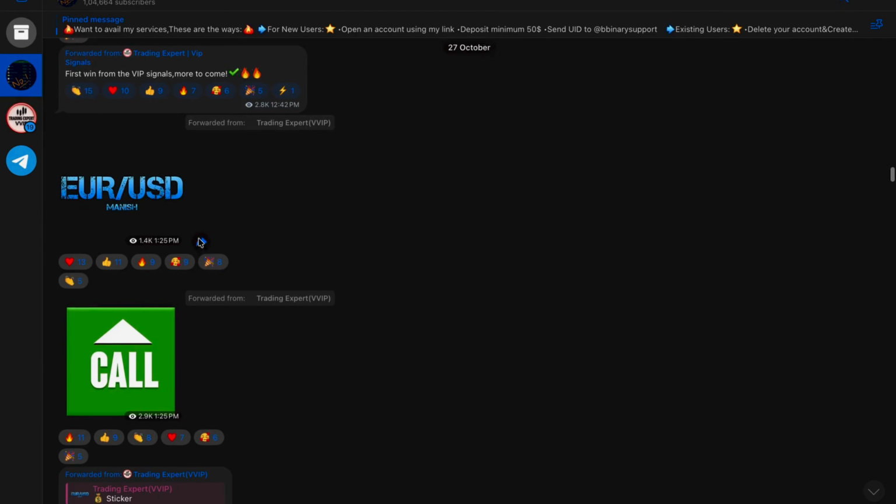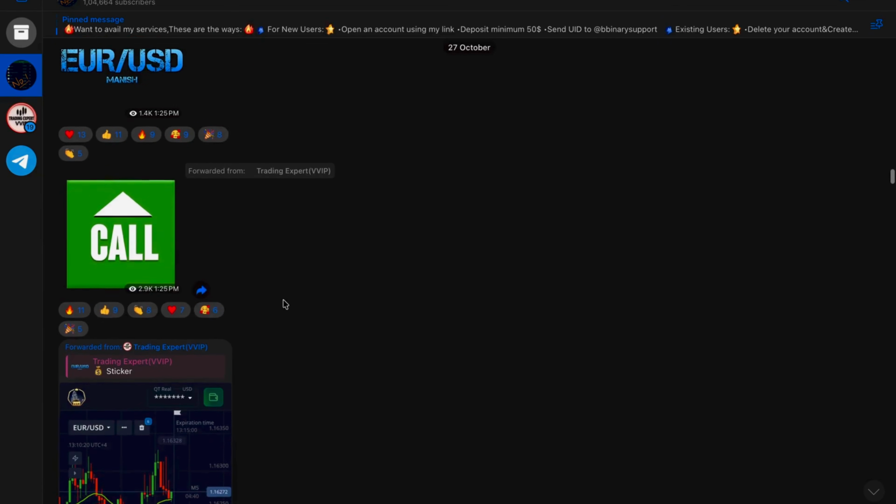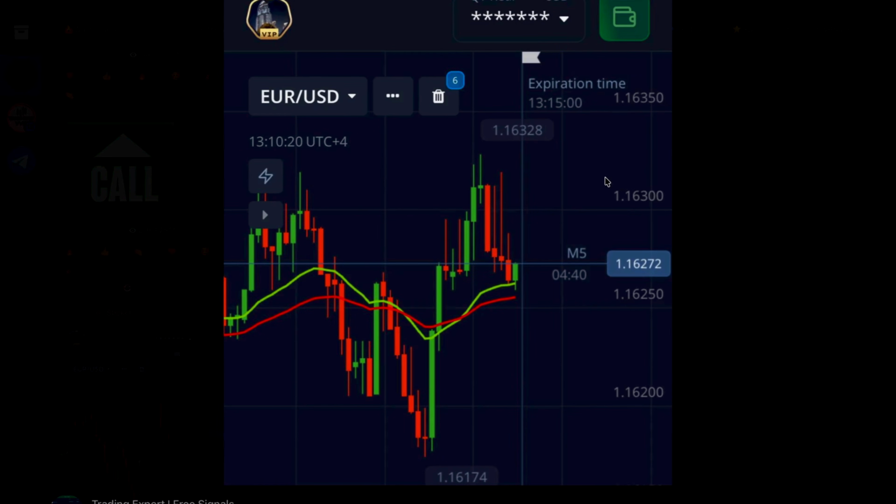The next signal was for EURUSD for the call side. As you can see, it was also an amazing win. In this, the market initially broke below the moving average, and the candle touched the MA line, the moving average line, and closed above it. That buy trade right here, and again, it played out perfectly. Amazing win.